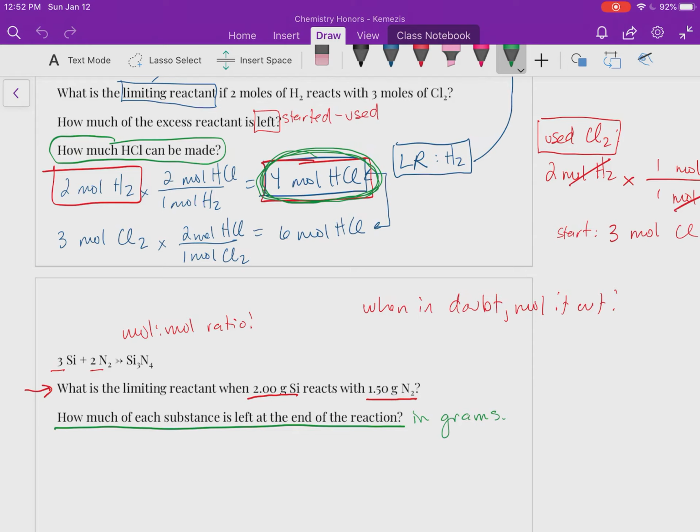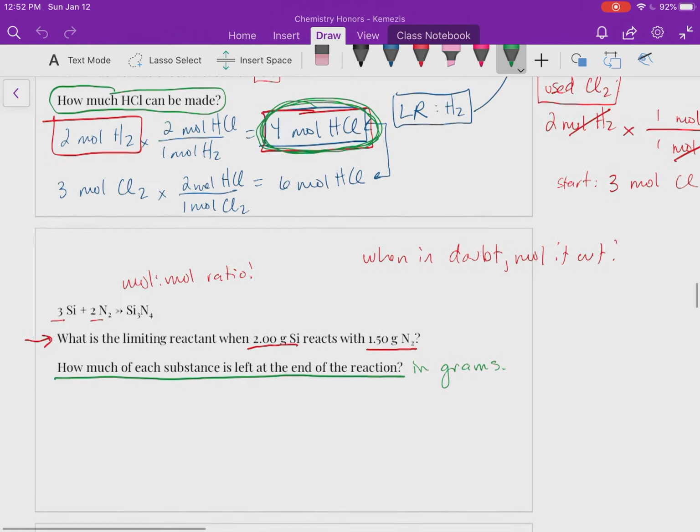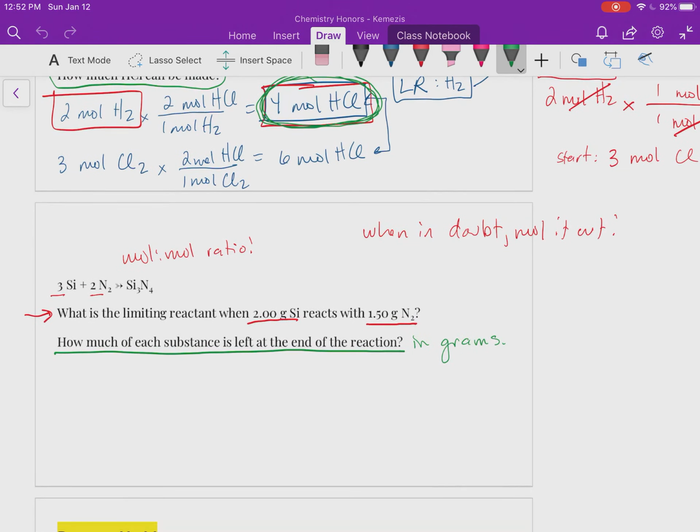We are just turning things from moles of one thing to moles of another and comparing those to see which one gives us the least amount, and so on. So again, try this on your own, and I'll post the answers in here so that you can see how you did.